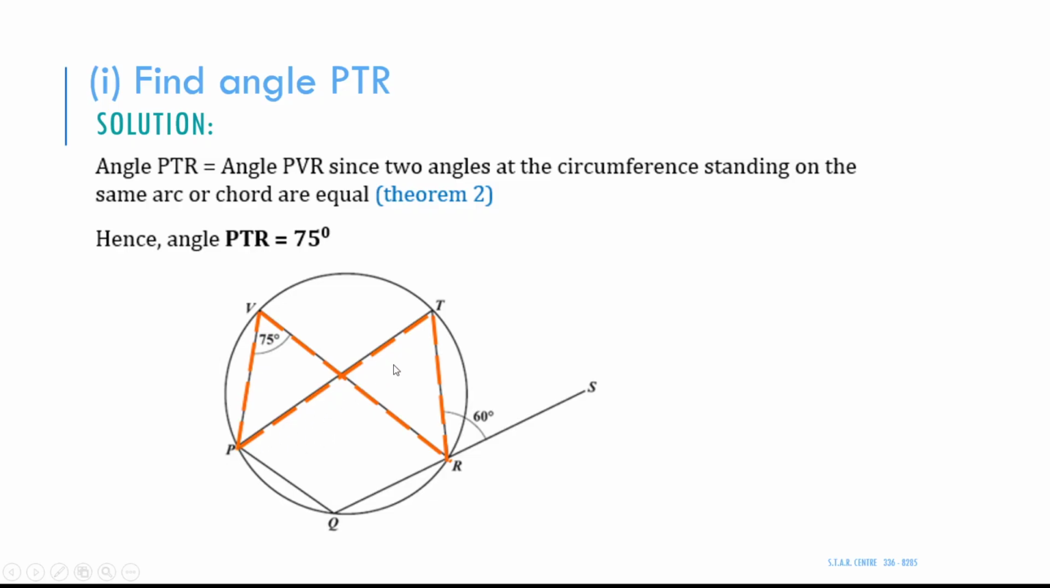So that is PTR. So that's this angle here. And I just highlighted on the diagram in orange so that we'll know which theorem we are using. And we are using theorem 2 that says two angles at the circumference standing on the same arc or chord are equal. So that means that this angle and this angle would be the same. So angle PTR is equal to angle PVR, and we state our reason. So therefore PTR is equal to 75 degrees.